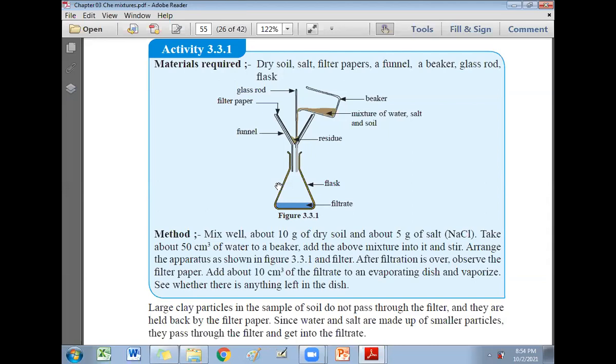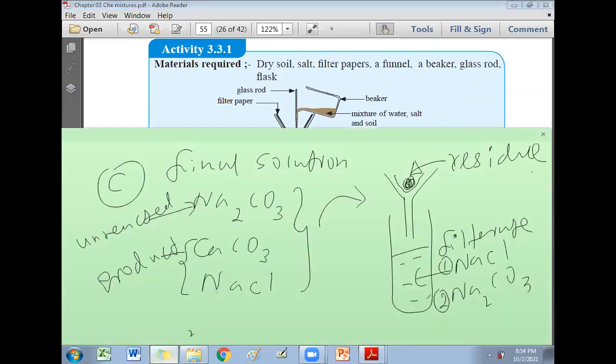From that reaction, you get calcium carbonate, sodium chloride, and unreacted sodium carbonate. Now let's move back to the previous one again. I'll show you now. Can you see here what is the residue? Who can tell me the residue at least now? Out of these three, what is soluble in water?